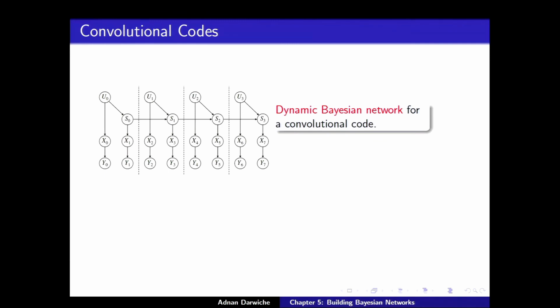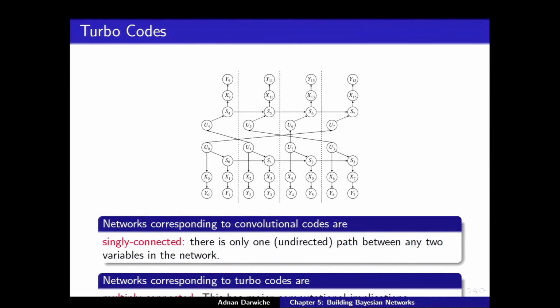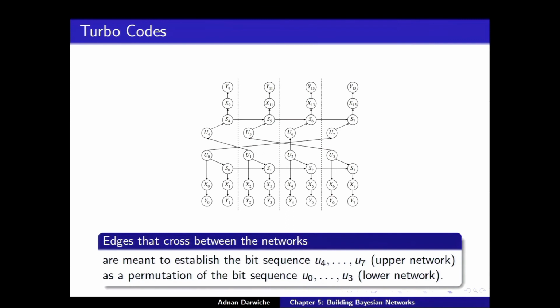Now, this is to be contrasted with the next and last type of codes that I'm going to show you, which I will make 2 points about. This is known as turbo codes. What happened here is we took 2 convolutional codes and put them together.